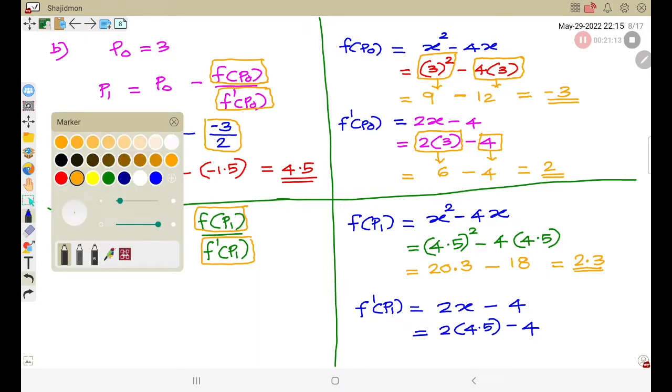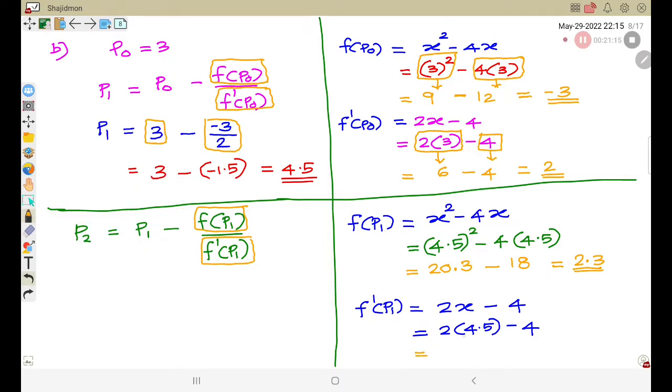Now separately calculate by using 3 digits rounding. First 2 multiply 4.5, that is 9 minus 4 same. 9 minus 4 means it is equal to 5. Correct? I hope you are getting from the calculator the same number. Now apply here. So P2 equals P1 number 4.5 minus f value at P1 number 2.3 divide f dash value at P1 number 5. Okay.